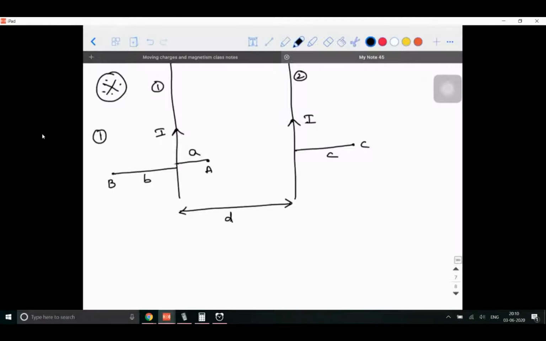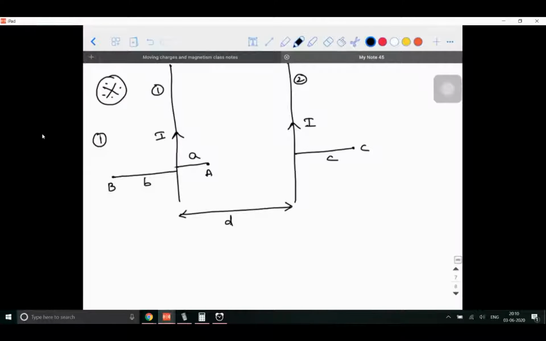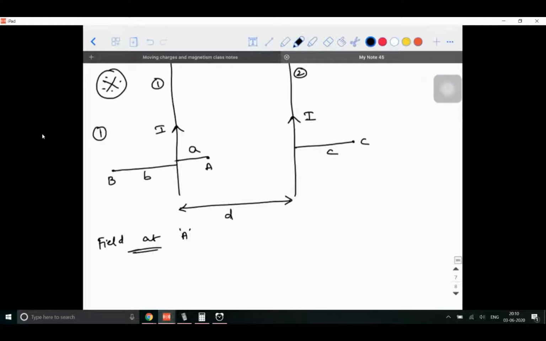Sir, at first we'll take A. Okay, so field at A. Tell me the steps. Sir, if you apply the right-hand thumb rule for both the wires, first B1, if you take that positive, B2 should be negative, because B1 will be into the plane and B2 will be out of the plane. That's right. So total B is equal to B1 minus B2.